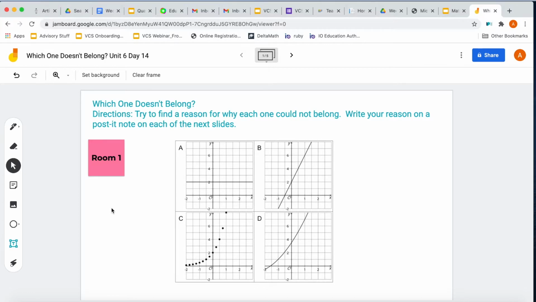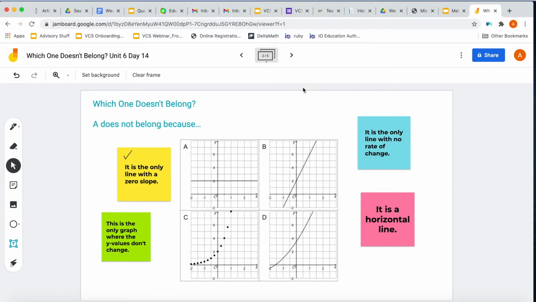They'll each be responsible for a post-it color, and they'll have to come up with the reason on that post-it why each one doesn't belong. I mocked up some examples of what that might look like. Okay, so if we're looking at why A does not belong, some students might have said it's a horizontal line. It's the only one with no rate of change. This is the only graph where the y values don't change. It is the only line with a 0 slope.